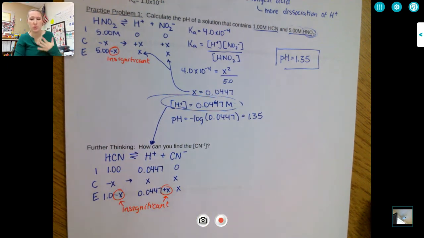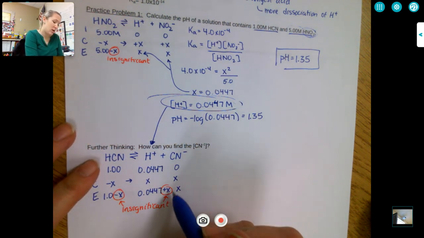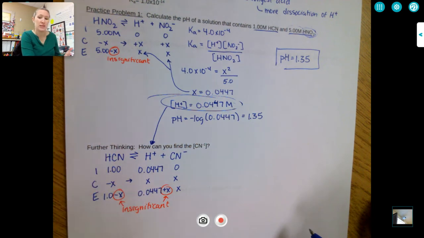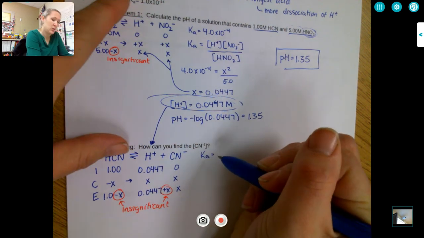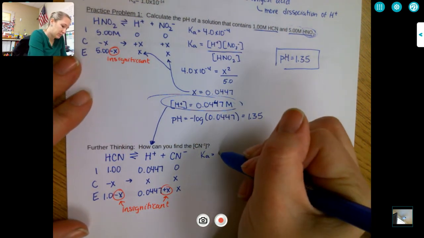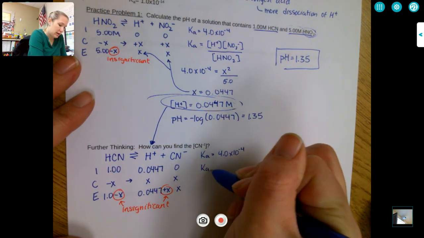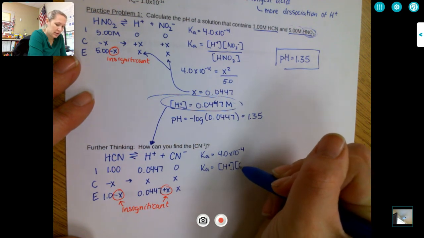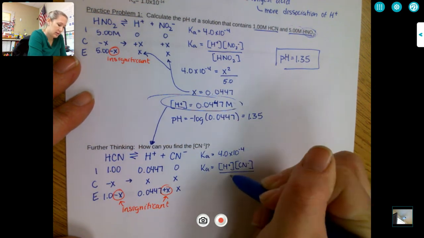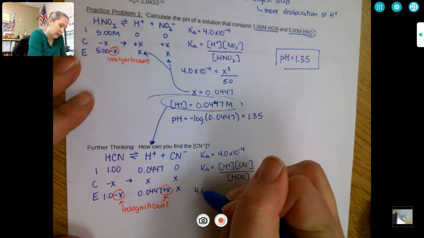And if you don't believe me, we'll do the math and we'll prove it. But this change is pretty small, so for the sake of math, we're going to ignore these when we are calculating for x. So our Ka, again, given to us up top, is 4 times 10 to the negative 4. Our Ka equation is [H+][CN-] over [HCN].